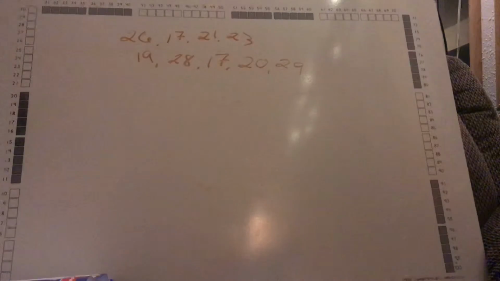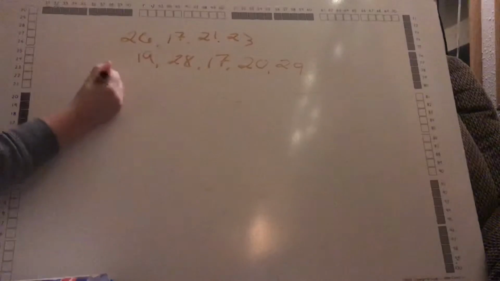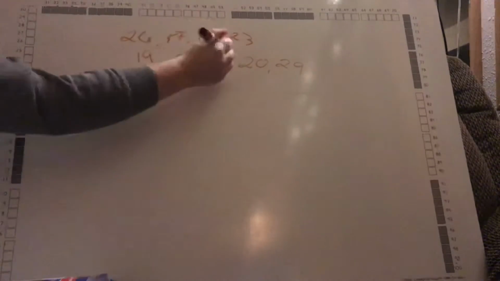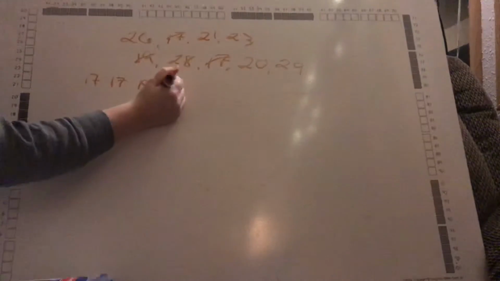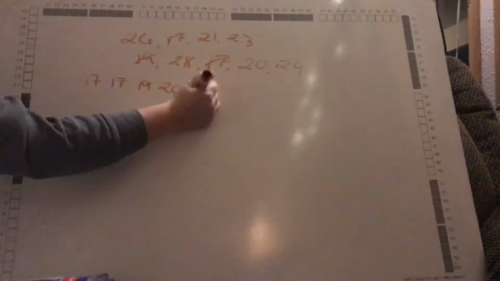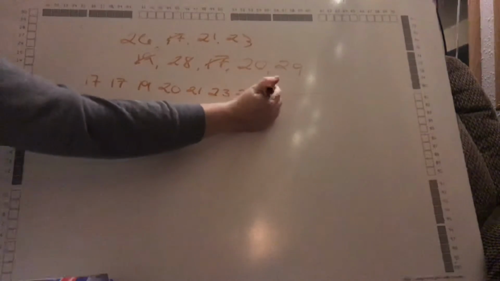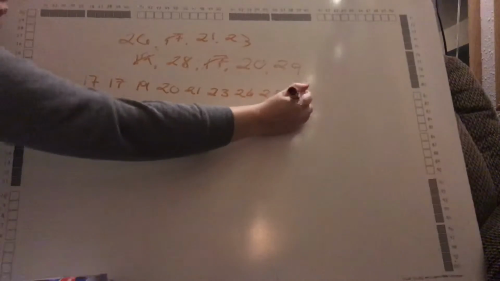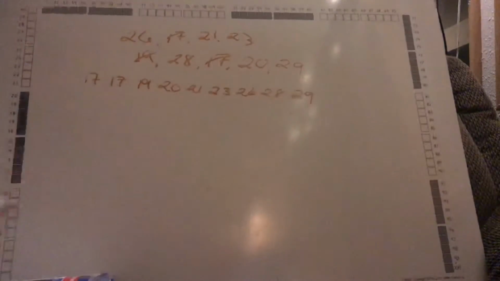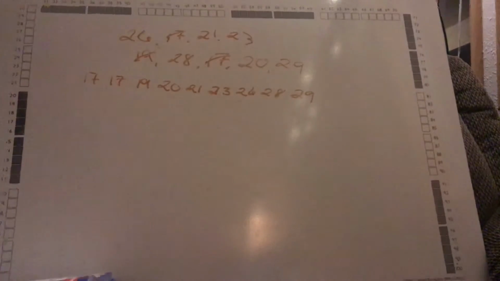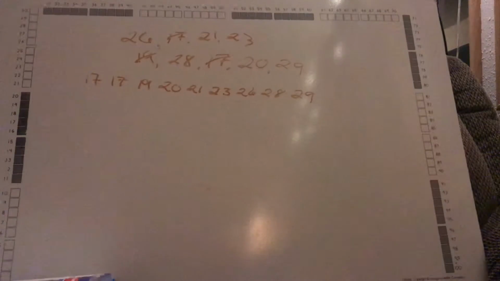Okay, so first we're going to order them from least to greatest. So 17 is our smallest. So we're going to do 17, 17, 19. Then we have a 20, a 21, a 23, a 26, a 28, and a 29. So 1, 2, 3, 4, 5, 6, 7, 8, 9.